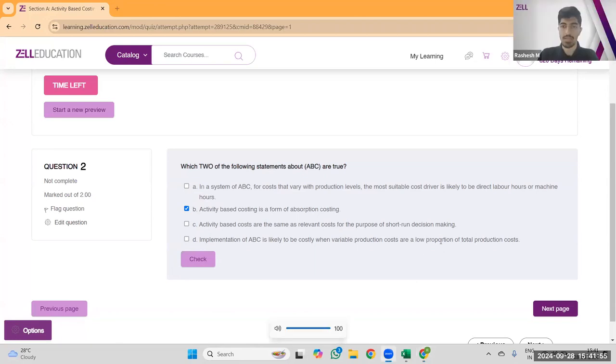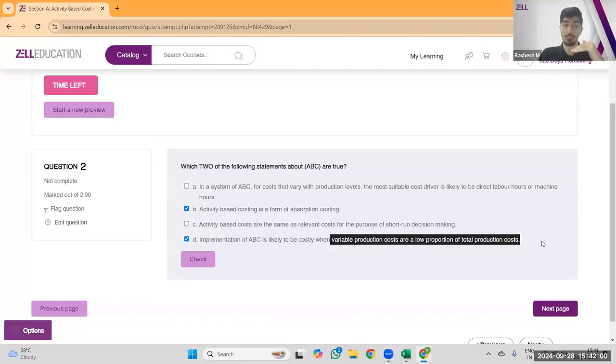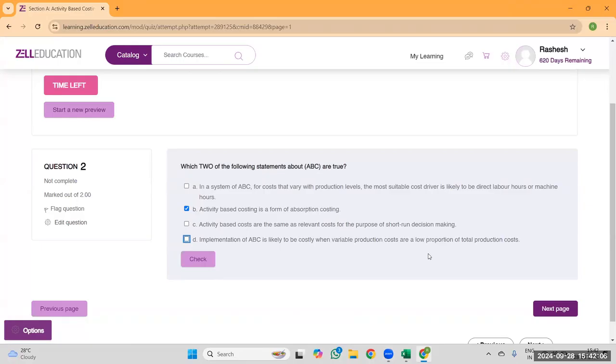Okay, so let me break down the statement. If variable production costs are a low proportion, what will be in high proportion? Fixed costs. When there are more fixed overheads to deal with, is my implementation cost effective or is it costly?